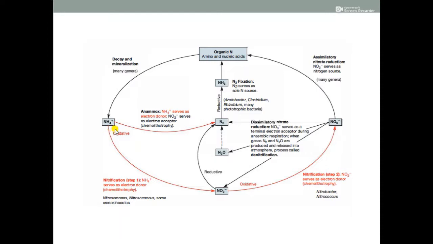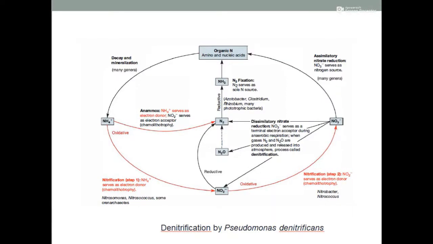By the process of nitrification, they can be converted into nitrate, and the nitrate can be further dissimilated, resulting in the formation of nitrogen, as well as nitrous oxide, by the process of denitrification. Some of the nitrate can also be assimilated to form organic nitrogen. The denitrification process can be carried out by various types of organisms, usually different microbes, but Pseudomonas denitrificans has been found to be the most predominant member among them.